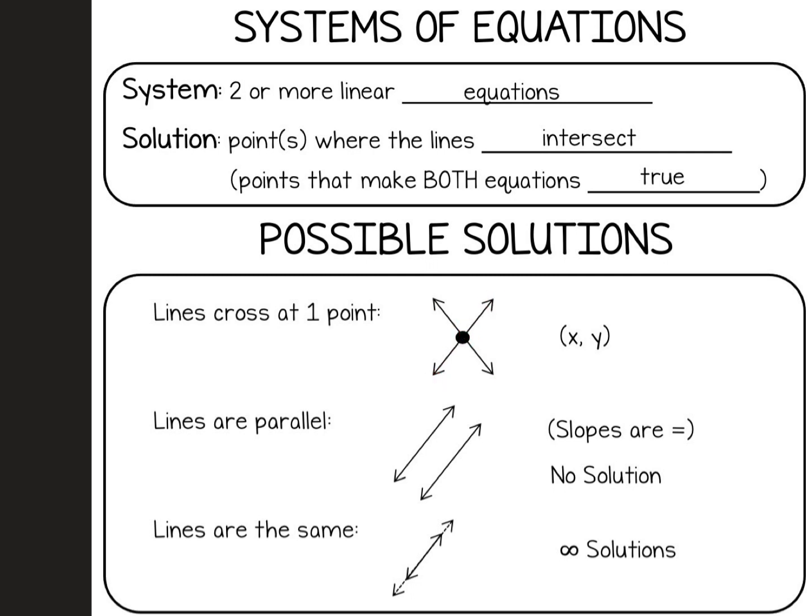If the two lines are parallel on the graph, that means that their slopes are the exact same. You will not have a solution because the lines will never cross. If you have two lines that are overlapping, they're basically the same line, you will have infinite solutions because every point on one line will also be on the other line.